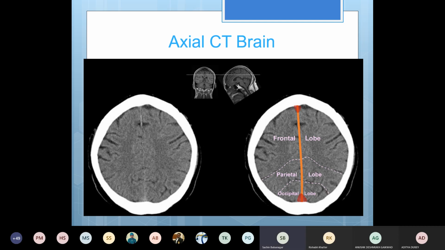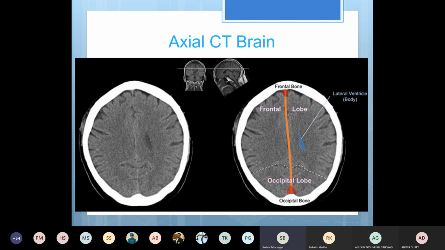As you can see here, this is the cranial most axial section of CT brain. And this is the right side, this is the left side, this is anterior, this is posterior, this is basic orientation. Right side frontal lobe, left side frontal lobe, right side parietal lobe, left side parietal lobe, and a small portion of the occipital lobes posteriorly.